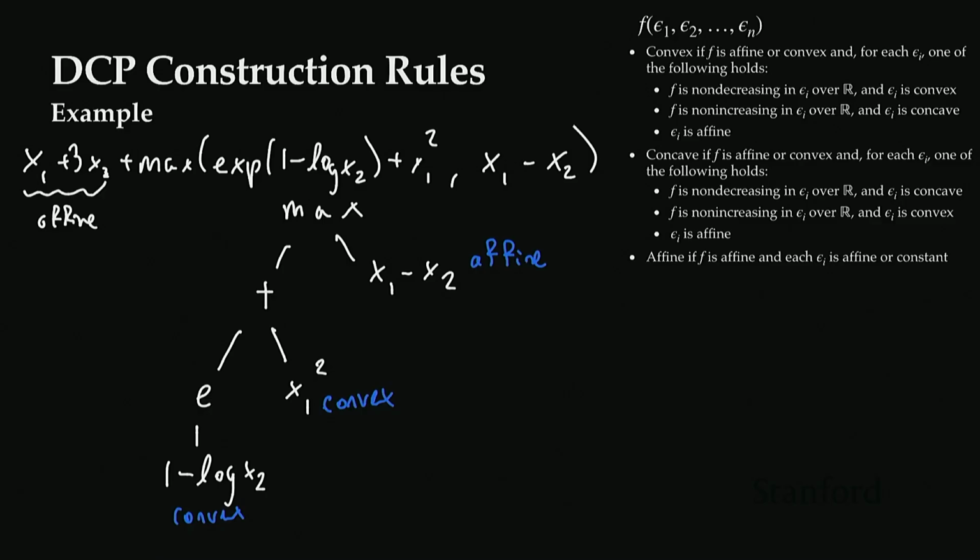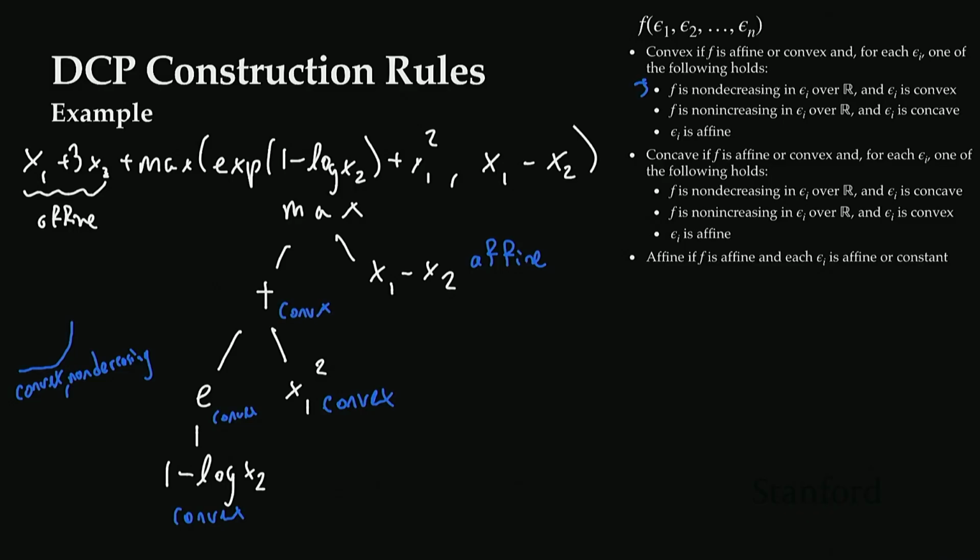Okay, now what about e of a convex function? So mind you, e looks like this. So it's convex and then non-decreasing. So now what's e of a convex function? Does everyone follow? It's convex based on this first rule. This is going to be convex. What's the sum of two convex functions? Convex.